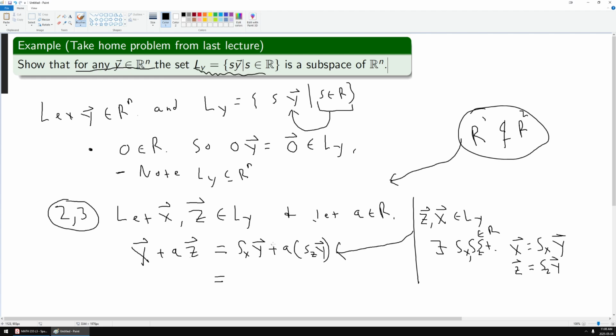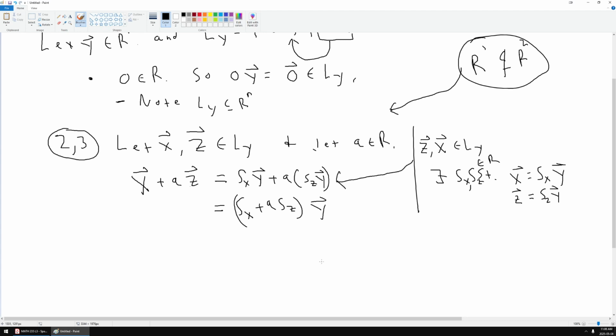So here, since these two vectors are y, I can factor out all the scalars, right? We have axioms that allow us to do this. And in particular, in the real Rn, we know that we can do this. So I can rewrite this like that. Now, what do we know about this constant? Well, we know the real numbers are closed under the operations of addition and multiplication. So we know this thing, I don't know what the number is, but I know it's a real number. Therefore, we can conclude that this vector x plus az satisfies the condition to be in Ly.